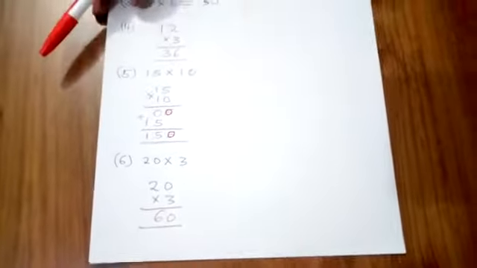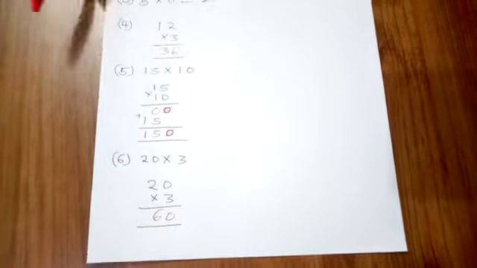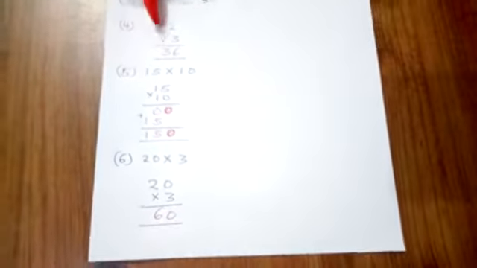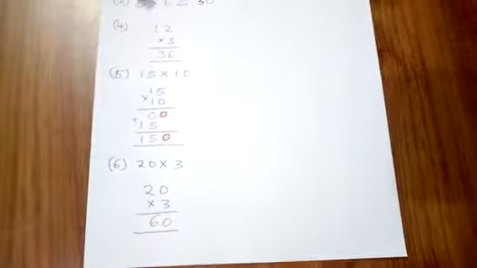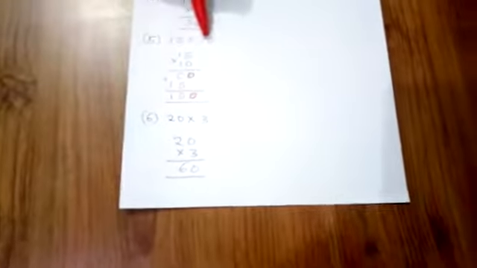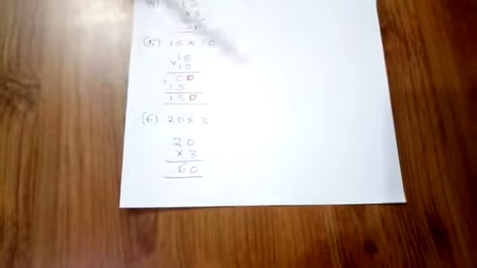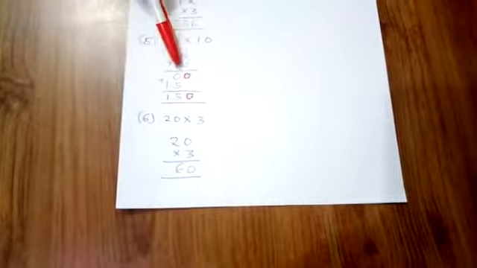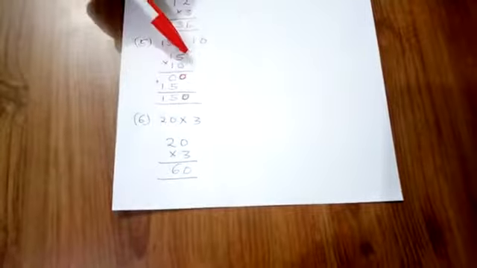Our next example is 15 times 10. Here in example 4, we had 2 digits multiplied by 1 digit. In example 3, we had 1 digit multiplied by 1 digit. So as we move down, we're increasing the number of digits. So we are on 2 digits multiplied by 2 digits, which is 15 times 10. And as I said, if you arrange them vertically, it's going to be easier for you to multiply. So 15 times 10, we start from the right hand side.